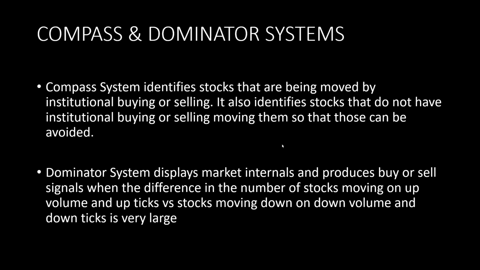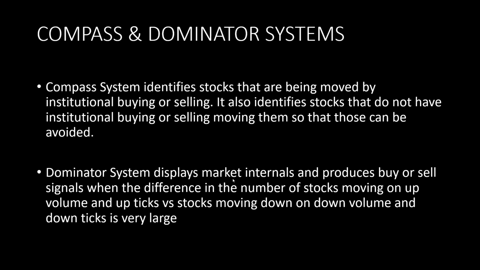The Dominator system is a different system. It displays the market internals and produces buy and sell signals when the difference in the number of stocks moving up on up volume and upticks versus stocks moving down on down volume and downticks is very large. So if there are 500 stocks moving up on up volume and upticks versus 100 stocks moving down on down volume and downticks, it displays that information on the chart, which I'll show you. And of course, we put in a buy signal if there is that much of a disparity between the stocks moving up and the stocks moving down.